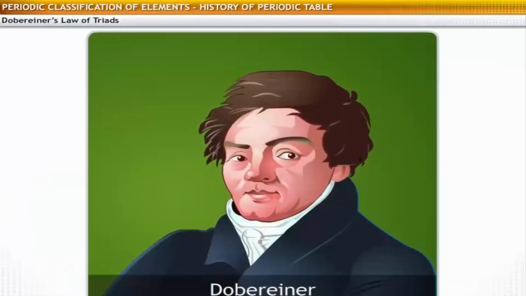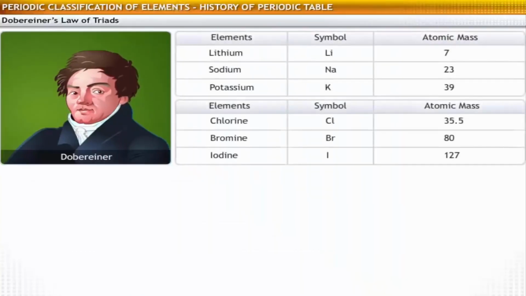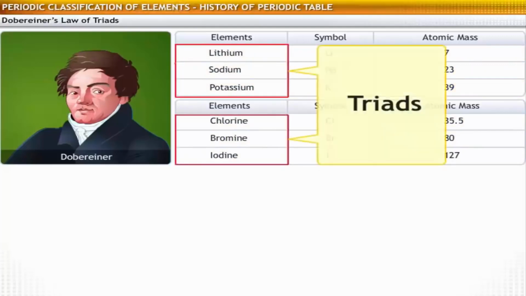After further research, a German scientist, Döbereiner, arrived at a hypothesis in the year 1829. According to Döbereiner, all elements occurred in groups of 3 when arranged in increasing order of atomic masses. He referred to these groups as triads.